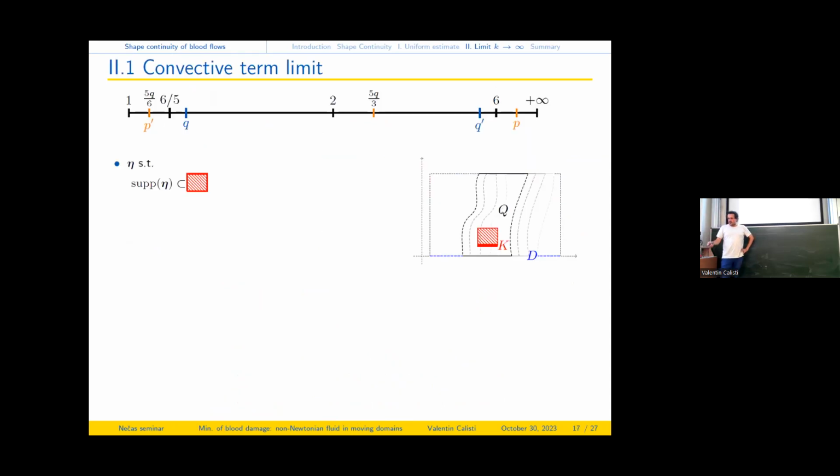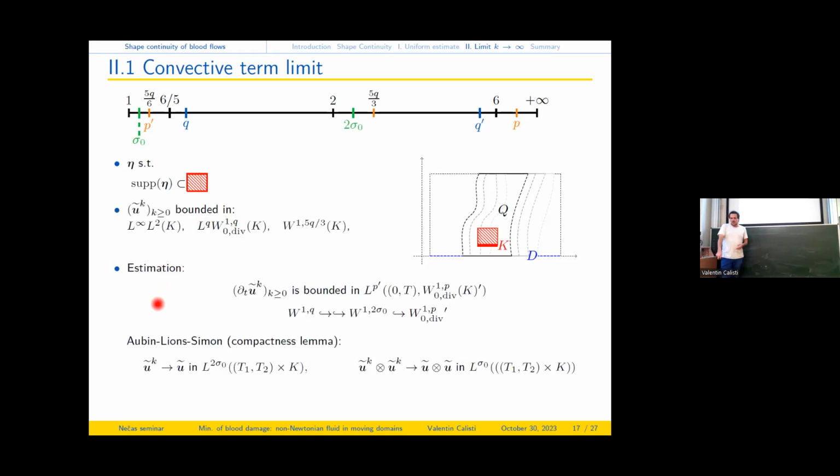For identifying this convective limit, I will go a bit faster. I will skip this slide. The idea is really to localize our equation, to have a look at this compact set here. And inside, because we are in a cylindrical domain, we can apply the Aubin-Lions compactness lemma. And we can have some almost everywhere limits of our convective term. And so we have strong convergence, but only on compact sets, not at all on the entire cylinder.